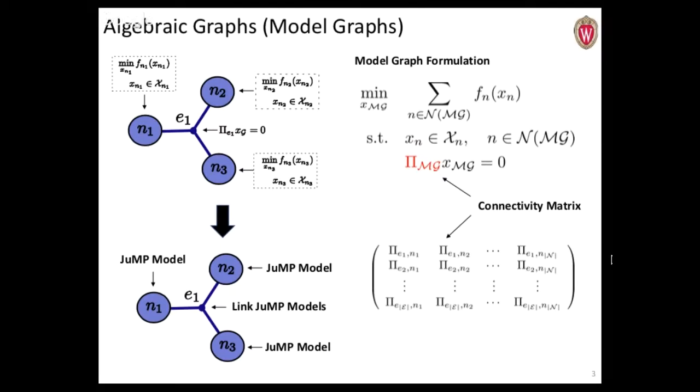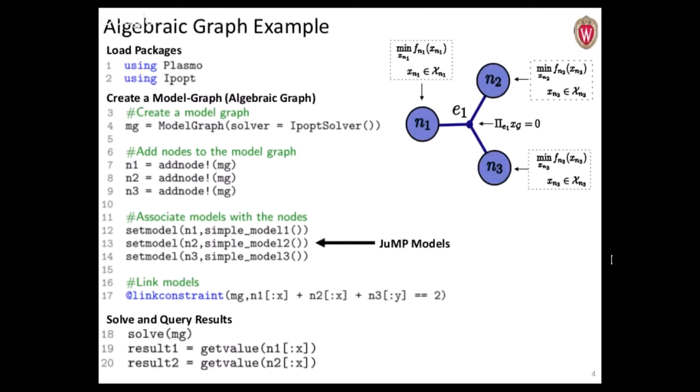And here's an example of how you would do that. So you load the package. Right now, we're still using JuMP 0.18, so updating that is on the to-do list. So you'll see some of the old style syntax here. But the idea is that any of the solvers that are available through JuMP can be made available through Plasmo very easily. What you're going to do is create a model graph. You're going to have a solver for that. You're going to add nodes to it.